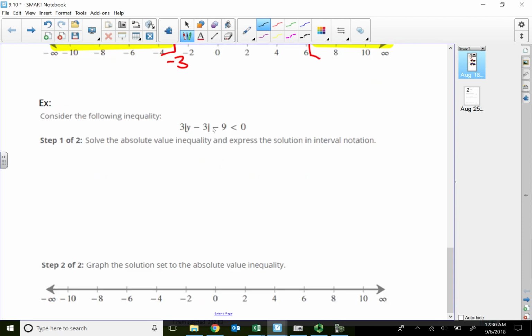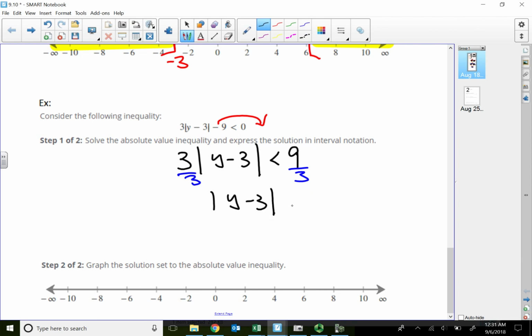So this one, just like the one with the equal sign, I've got two terms on the left, so let's move the negative 9 over. That's 3 times absolute value of y minus 3 is less than positive 9. To get the absolute value by itself, I have to divide both sides by 3. So now my absolute value of y minus 3 is less than 3. So now the absolute value is by itself.